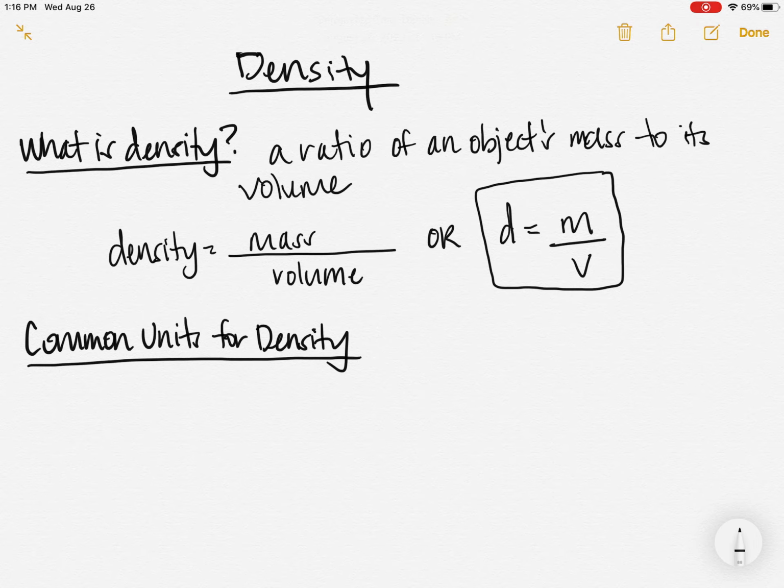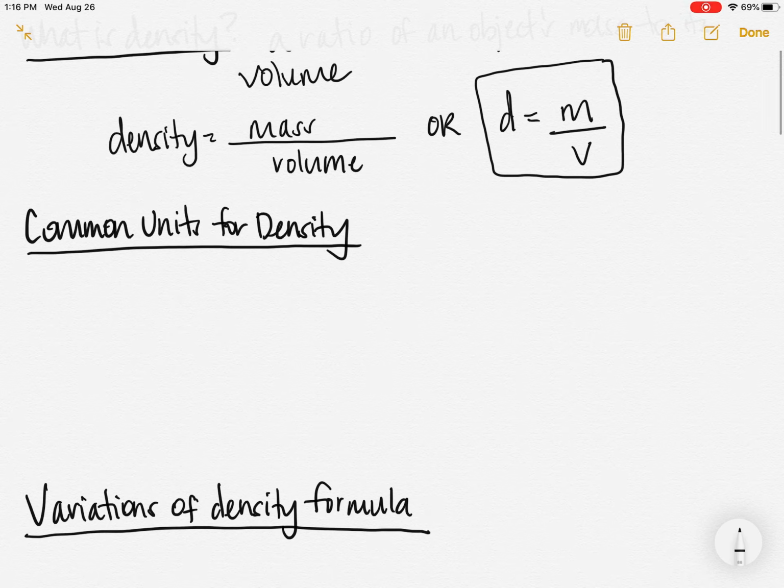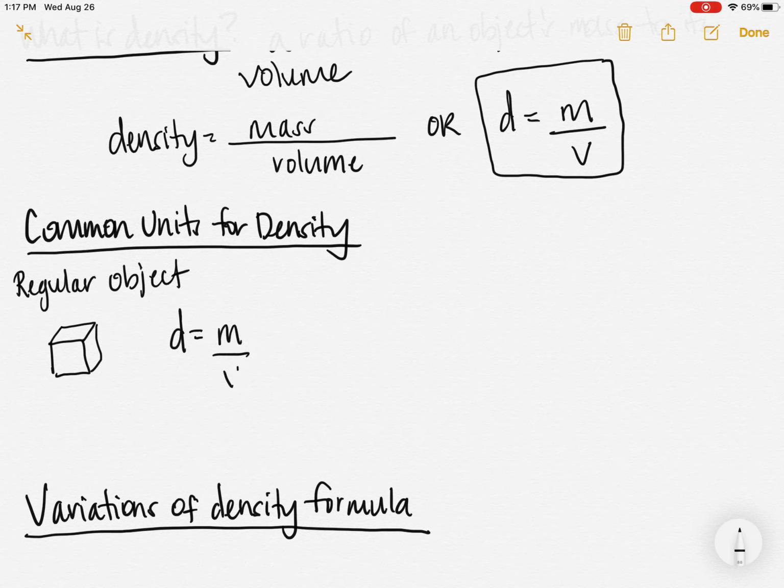Okay, so let's talk about the units for density, because this is a little bit different and sometimes causes some confusion. Okay, so let's talk about if we have what I'm going to refer to as a regular object, like a cube. Okay, and I'm interested in determining the density of this cube. So density is equal to mass divided by volume. I could take that cube, and to determine its mass, I would put it on a balance, and a balance is most likely going to give me a unit of grams.